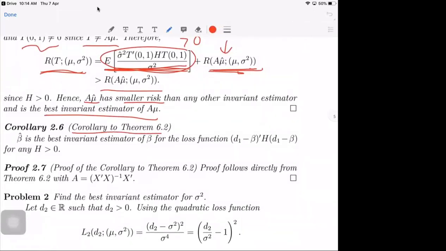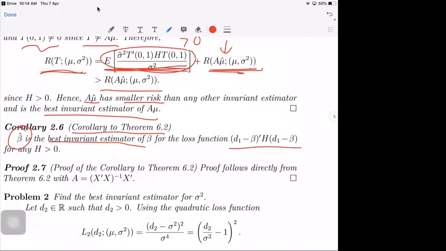So as a corollary to that, if we use beta hat as our estimator for the coordinatized version of the linear model, beta hat will be the best invariant estimator under this loss function. So it's always associated with a loss function and a group of transformation when we talk about invariance.